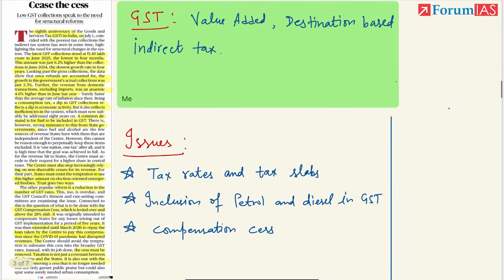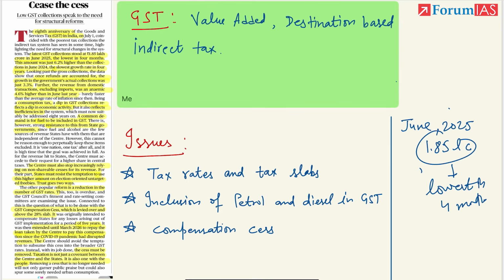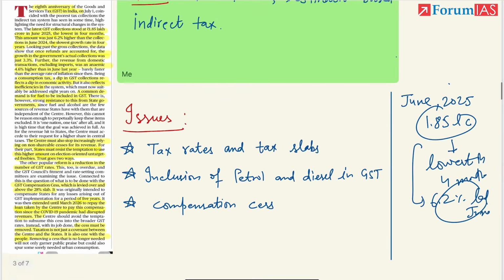Okay, let's move on to the next issue. Yes, this is very important for prelims as well as mains point of view. The Cess. Before moving on to what is cess, what are the various issues, let's set the context of the article. The article says that in June 2025, the GST collection was around 1.85 lakh crore, which is lowest in 4 months, which is an increase of 6.2% from the last June. It is an increase, but it is the slowest increase in 4 years.